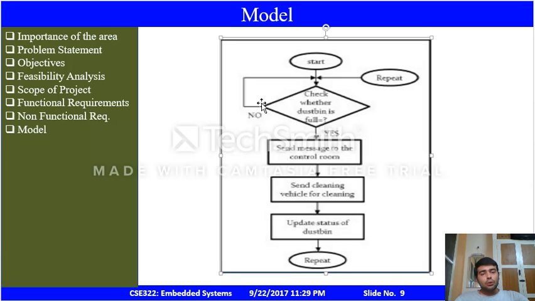So if it is not full, then what do we do? Then it sends out a negative signal to the control room saying the dustbin is not full, and we always repeat the system until we get a positive acknowledgement from the system. That is, at the very basic level, our model of implementing our project.